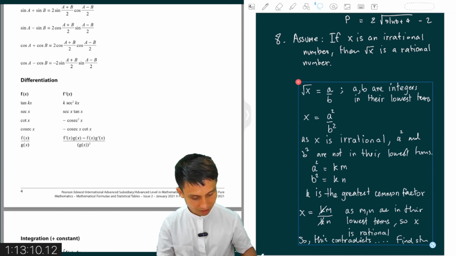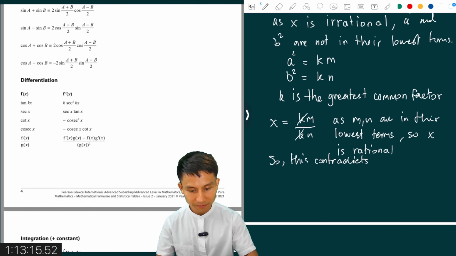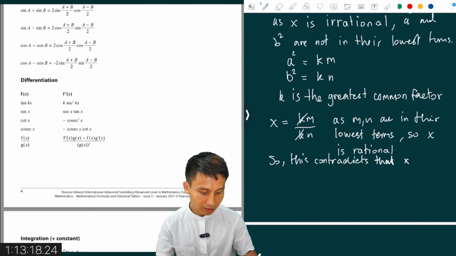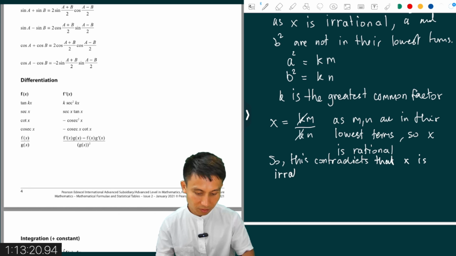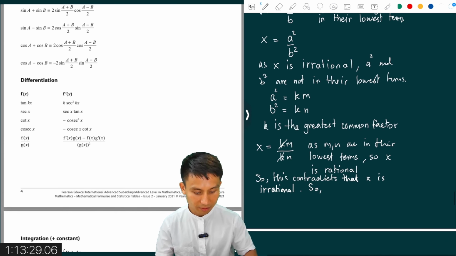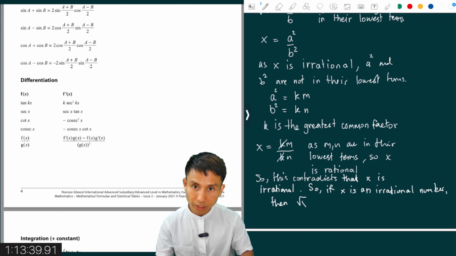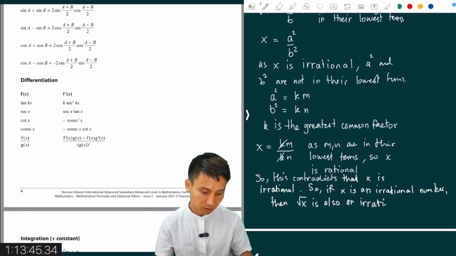But I need to resize everything first. So this contradicts the assumption that x is irrational. Therefore, the original statement is right. If x is an irrational number, then root x is also an irrational number. That's just my best shot.